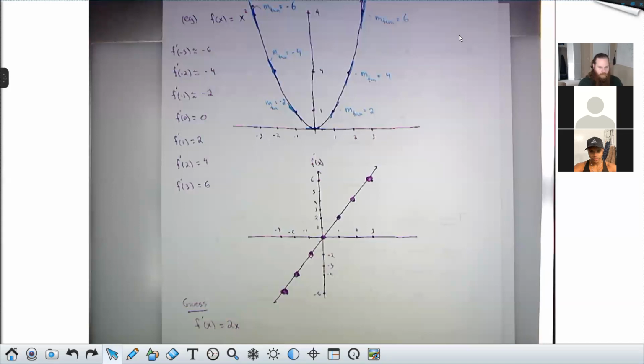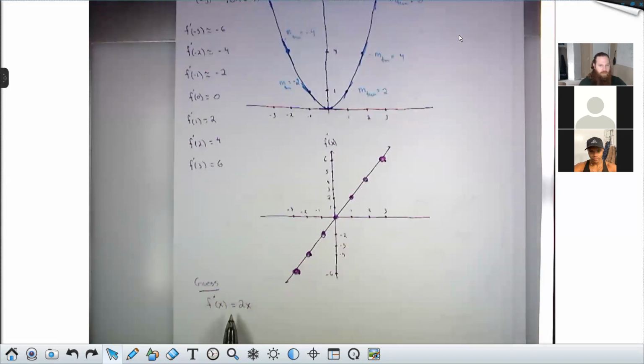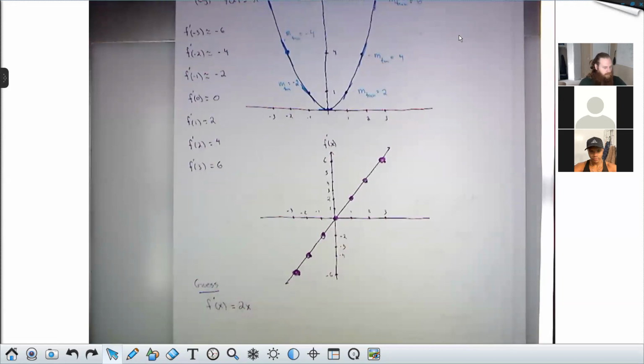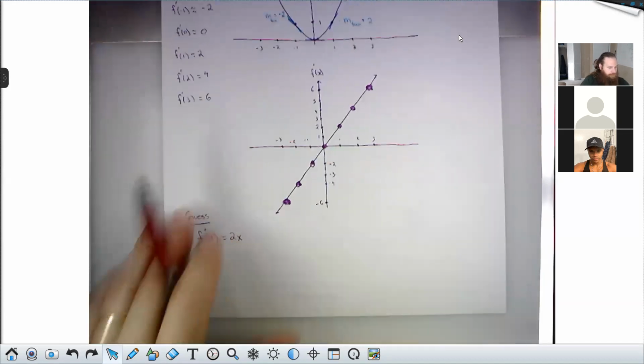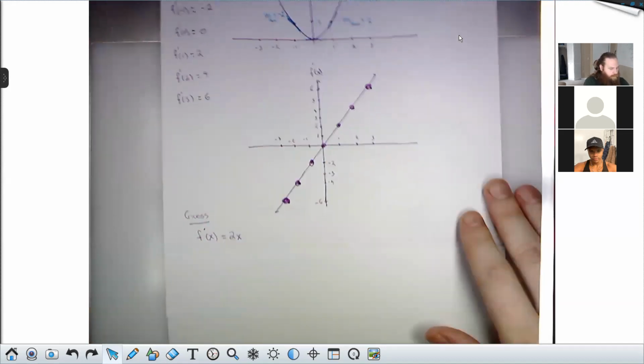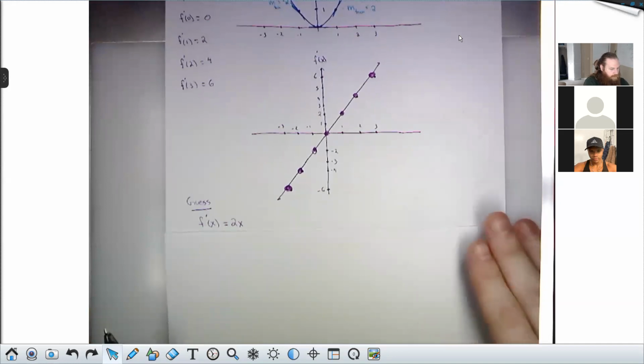Cool, cool, cool. All right. We can check this. This is our guess. And we can check it because we know how to calculate the derivative. It's just that limit. So let's check our guess.